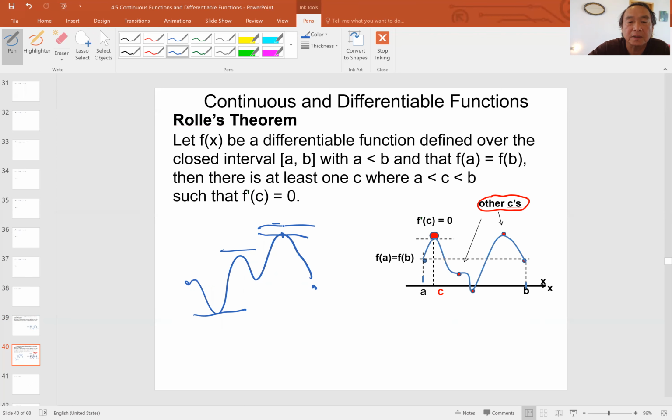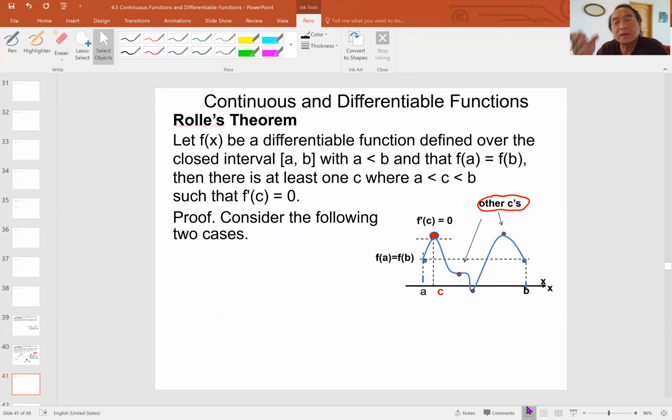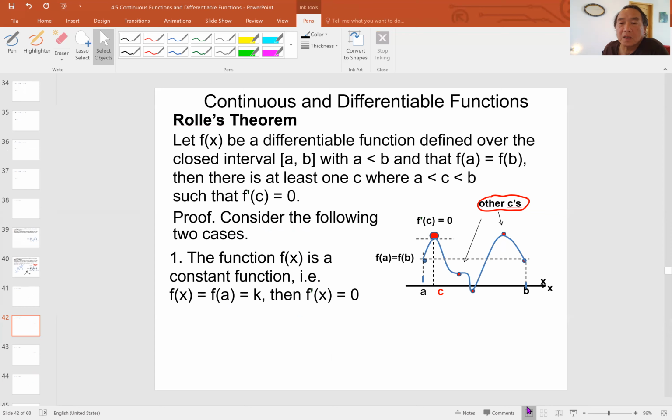Let's see the point c. The condition is that it must be differentiable. What happens if it's not differentiable? Well, I could have a function like this, with a point that comes to a corner that's not differentiable. But this refers to differentiable functions, hence we can take the derivative and try to find where the max and min are. Here's a proof, and I'll let you read it.